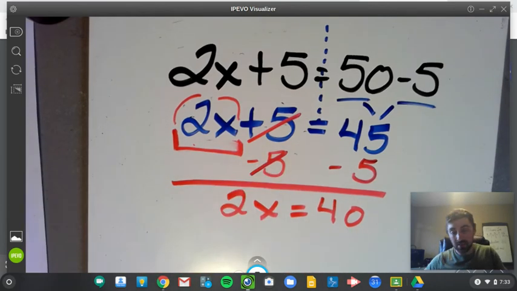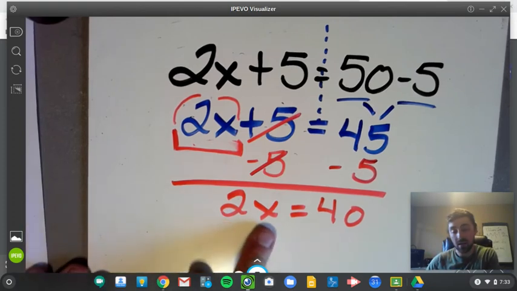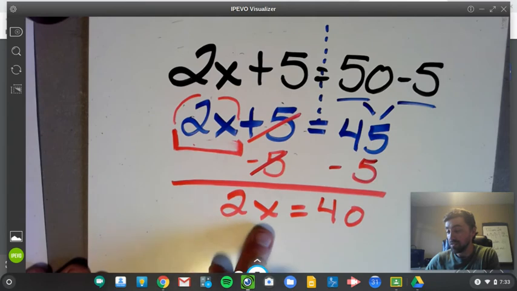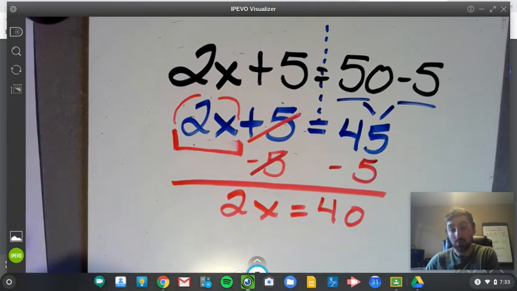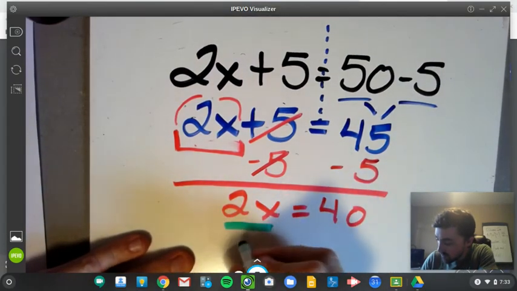Step 6 is now we're looking at the variable that's left. We are trying to identify what is happening to it. Is it being multiplied or divided? Remember, this number in the front is called the coefficient. And if it's right next to a variable, that means that it is multiplying the variable. So 2 times x is equal to 40. And we want to do the opposite of multiplication. So the opposite of multiplication is division. So we divide by 2.